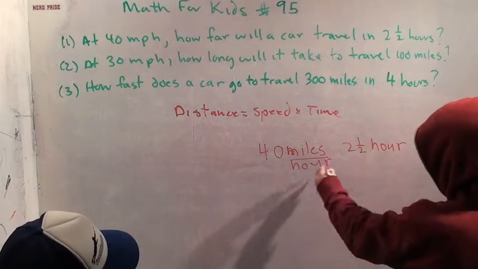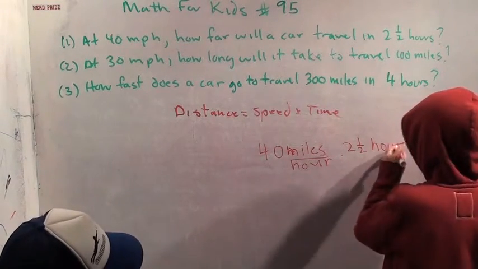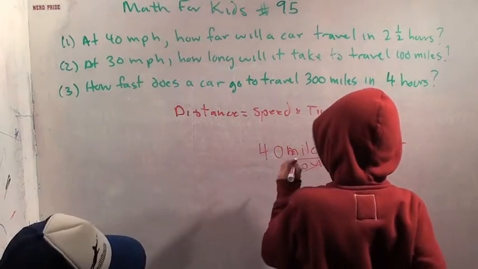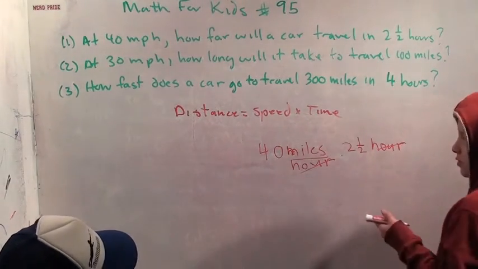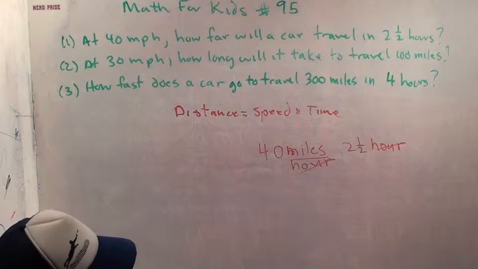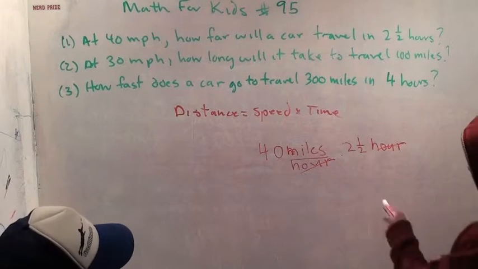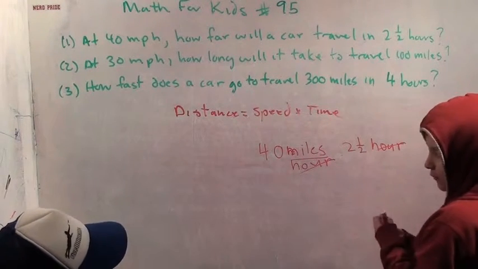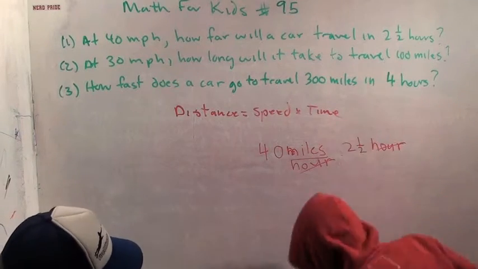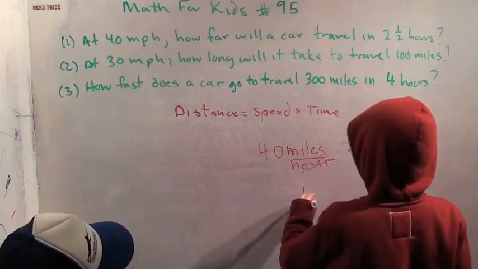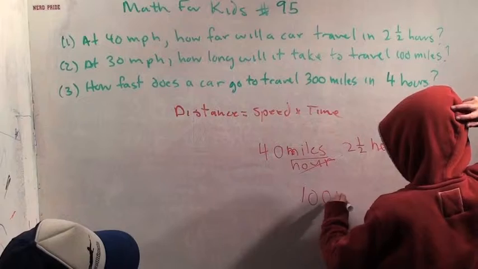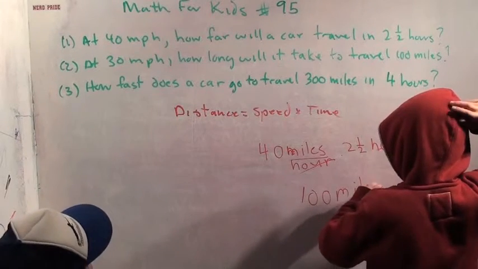Okay. The hours cancel and we're left with miles. And how many miles did we travel? 40 times 2.5. Okay, what is 40 times 2.5? 100. How do you know? 40 times 2 is 80 plus 40 times a half, which is 20. Okay. So how far did we go? 100 miles. Great job.